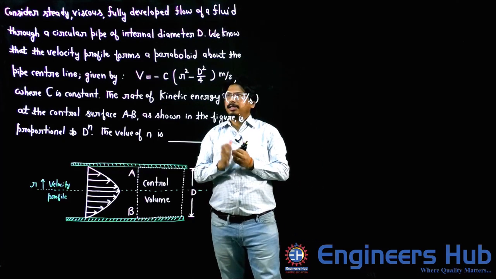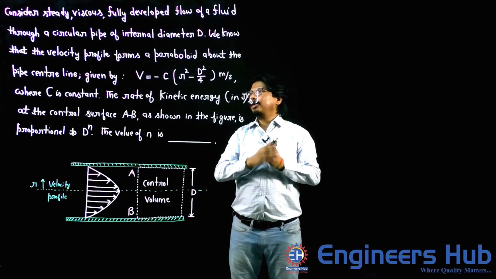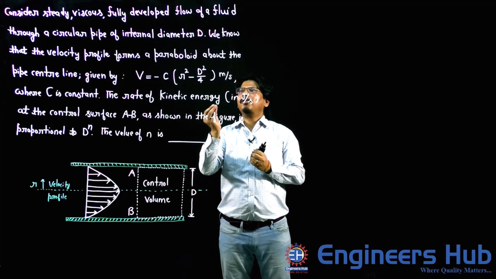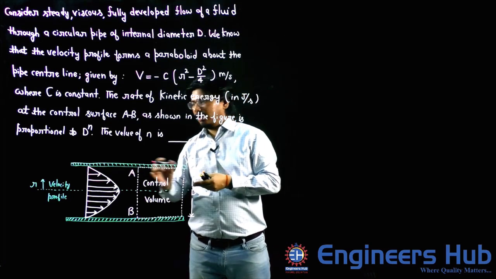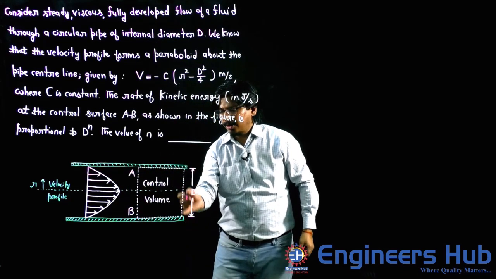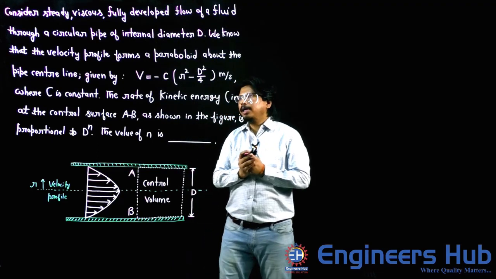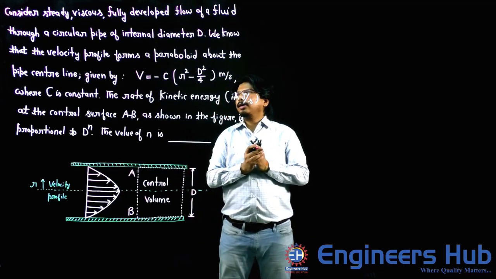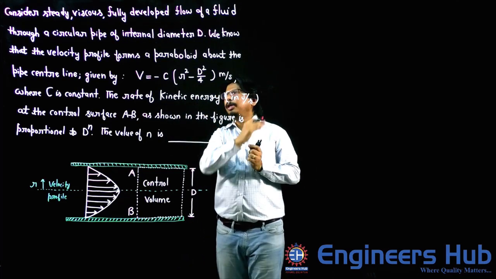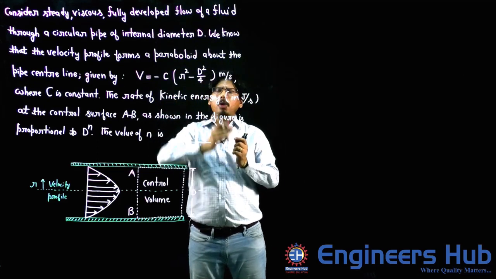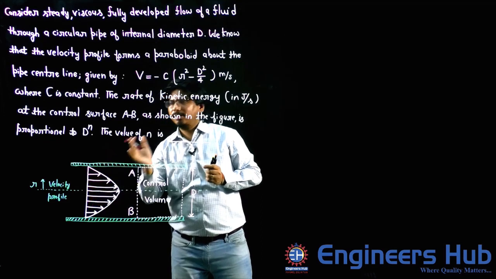Consider steady, viscous, fully developed flow of a fluid through a circular pipe of internal diameter capital D. So, we are having a pipe. The diameter of the pipe is given as capital D, and through this pipe a fluid is flowing which is having a steady, viscous and fully developed flow. We know that the velocity profile forms a paraboloid. So, you can observe in 3D, this is a parabola in 2D, but if you see in 3D it will be a paraboloid.